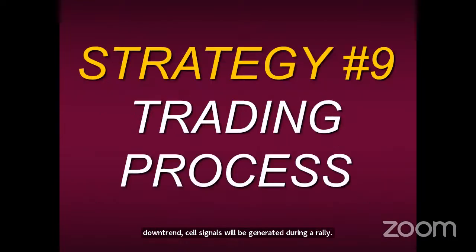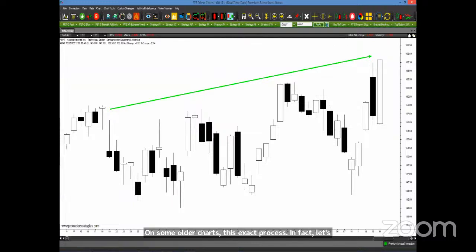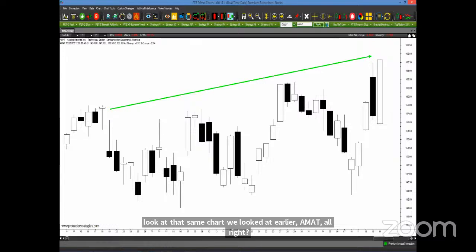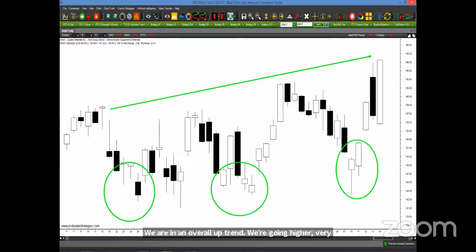Let me share with you what this looks like on some older charts, this exact process. In fact, let's look at that same chart we looked at earlier, AMAT, all right? We are in an overall uptrend. We're going higher, very slowly, but going higher. Remember, pullback traders like to buy at these lower levels. So how can we have some signals automatically generated at these lower levels if they meet all the requirements?